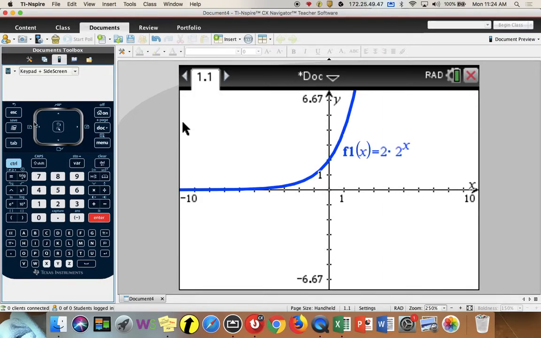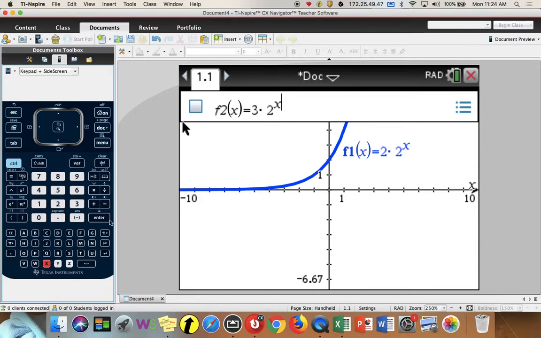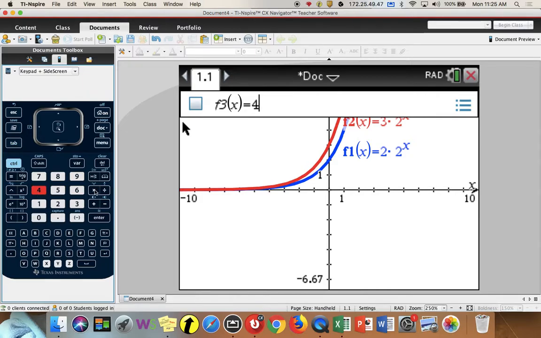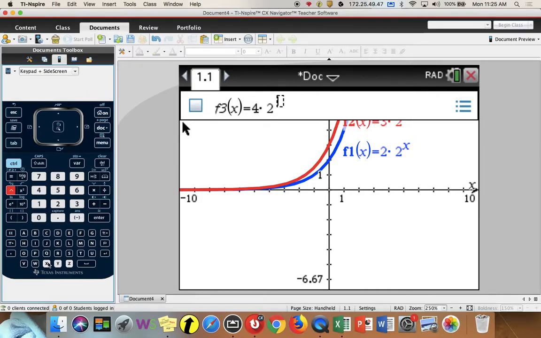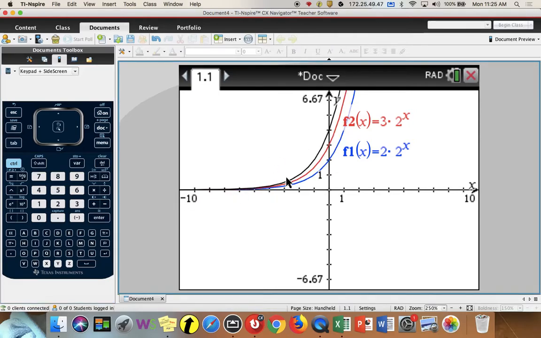Okay, so there's the original. Hit tab and we'll type in the next one. Let's do 3 times 2 to the x. Let's do 4 times 2 to the x. So take a look at what the 2, the 3, and the 4 are doing, and if you'll notice, here's the 4 right here. Whoops, I erased it. It would be the starting value. The y-intercept is at 2 here, at 3 for this one, and at 4 for this one.